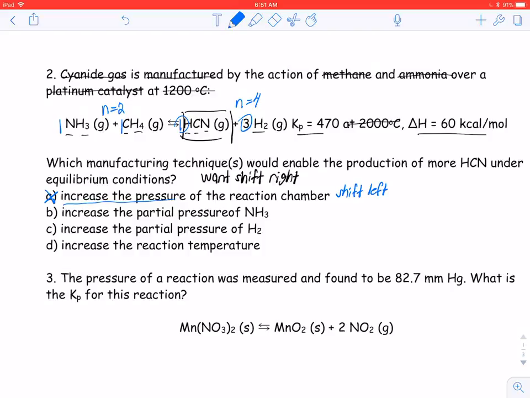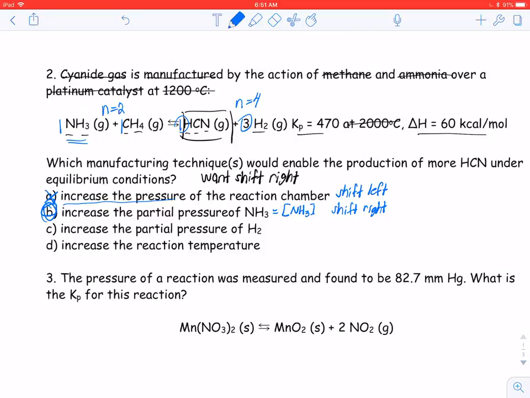If we increase the partial pressure of ammonia, that's the same as increasing the concentration of ammonia. If we increase the concentration of ammonia, we're going to shift away from the increase, or shift right. So B is the correct choice.